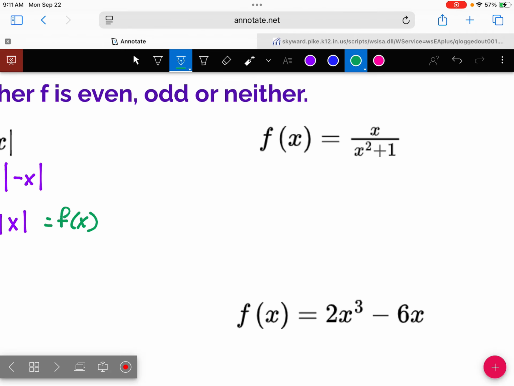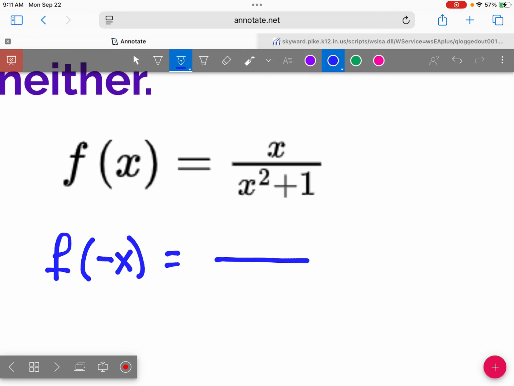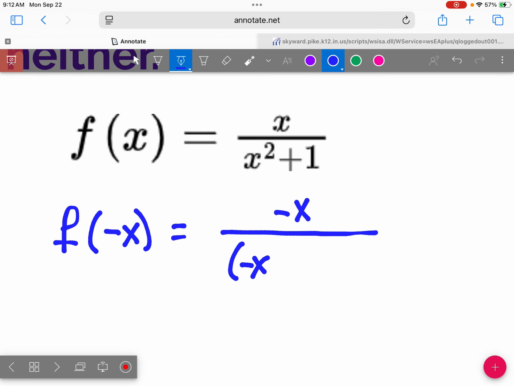Then let's look at this one on the right here. We've got f of x equals x over x squared plus 1. Again, we're going to do this by substituting in that minus x every place we have an x. So we're going to have our minus x in the numerator, and minus x squared plus 1 in the denominator. See what we get when we start to simplify. What happens?